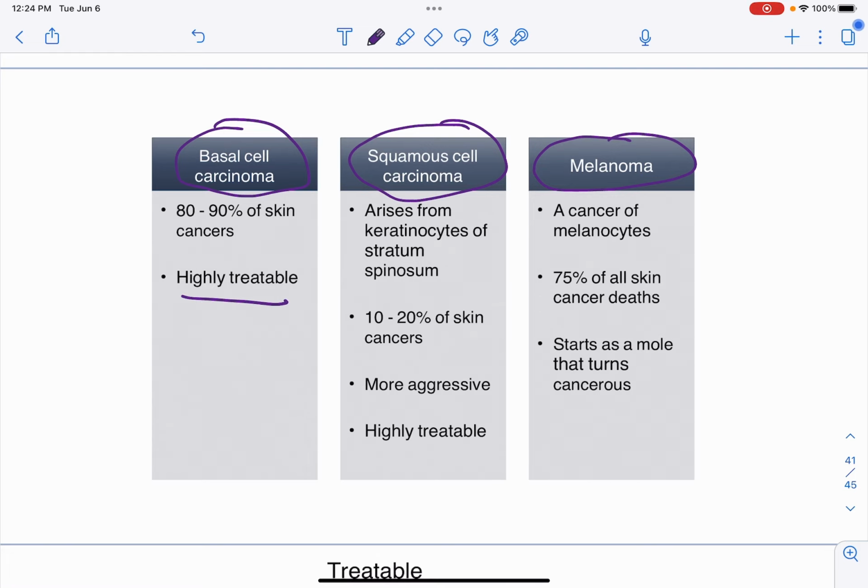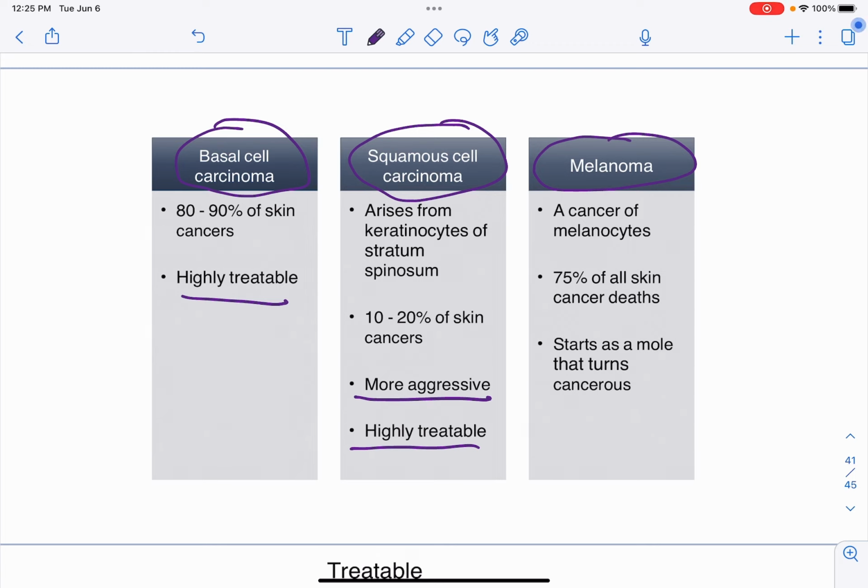I'll show you images on the next slide. Squamous cell carcinoma arises from the keratinocytes, from the stratum spinosum that we talked about quite extensively. This covers about 10 to 20% of skin cancers. It is a little bit more aggressive, and it's something that should be monitored, but it is highly treatable if it is caught in time.